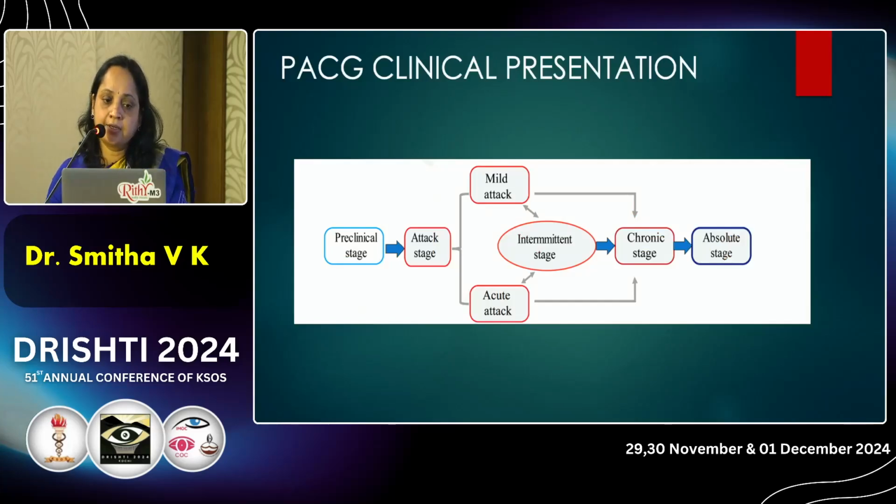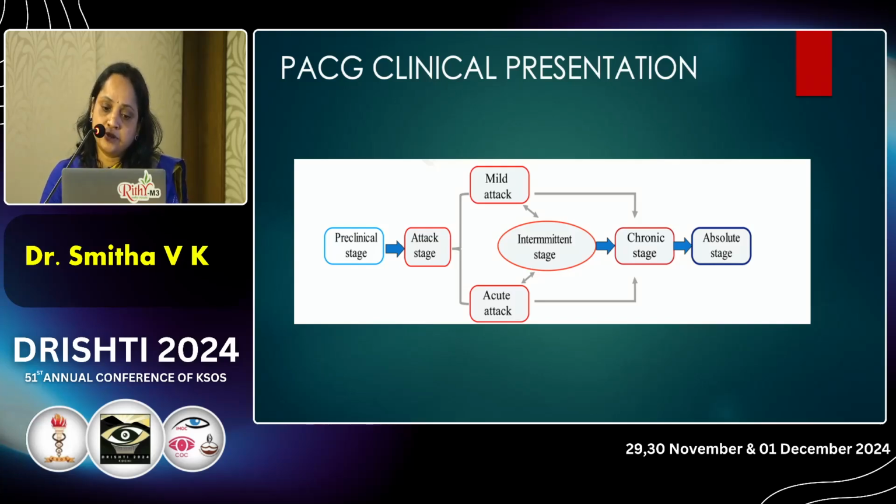Clinically, angle closure glaucoma can be classified into a preclinical stage, when one eye is in acute attack and the other eye is said to be in the preclinical stage, and an attack stage, where it may be a mild attack or an acute attack. In mild attack, there is incomplete closure of the angle with mild rise in IOP and symptoms, while in acute attack, there is sudden increase in IOP with complete closure of the angles. This can reverse to an intermittent stage, when the angles can get opened and IOP gets controlled.